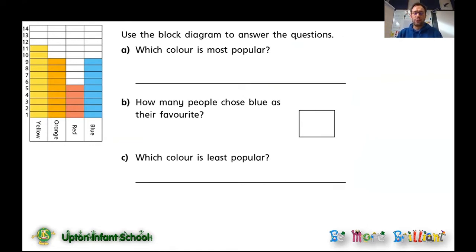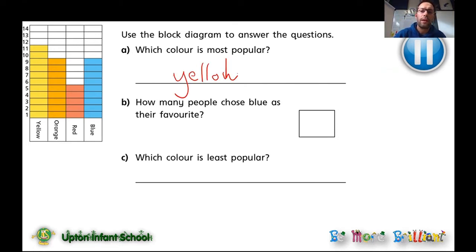Now, we're going to go through these questions all together. But at any time, if you want to pause the video to have a little think, then that's fine. Okay, so I'm just going to put that pause picture up to remind you. So question number 1, it says use the block diagram to answer the questions. Question A, which color is most popular? So popular means the one that most people like. Now, if we look at our block diagram, can you answer that? Which has got the biggest number? That's right, it's the yellow, isn't it? So on that line there, I could write yellow.